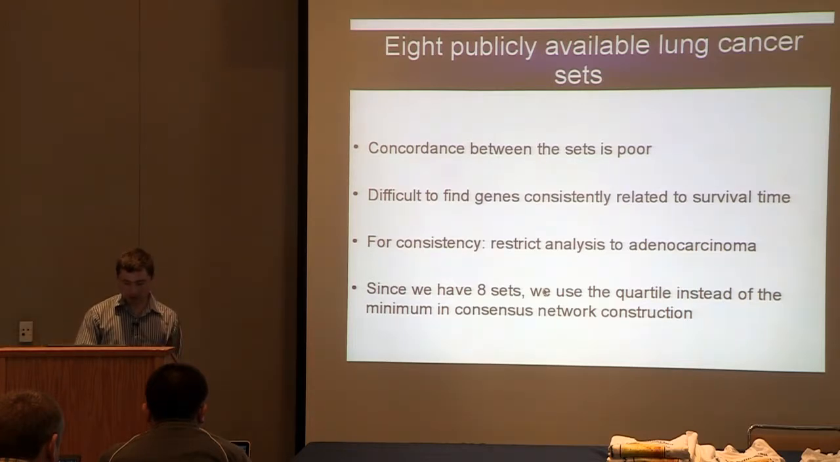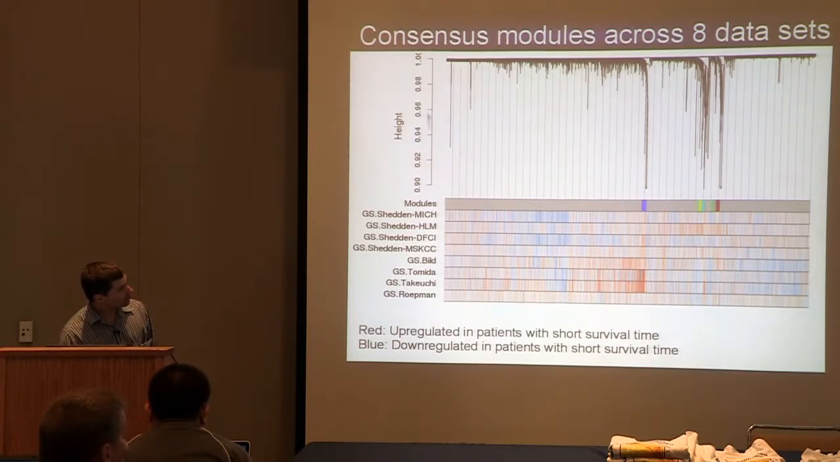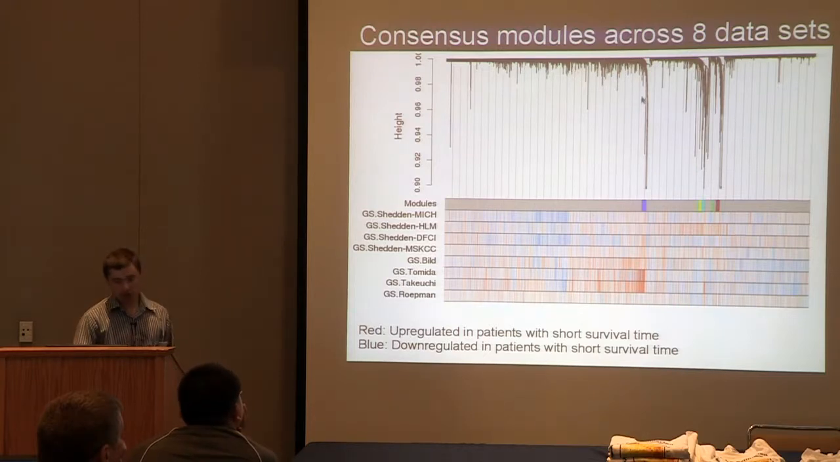We use the quartile. So here is the dendrogram, the gene clustering tree of, I think, about 9 or 10,000 genes across these 8 sets. And you can see that there is not that much that the 8 sets have in common. There aren't that many branches. Actually, most genes look like background, and that's because there's not that much concordance.